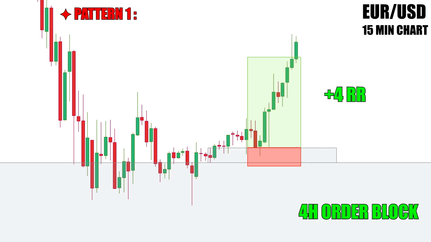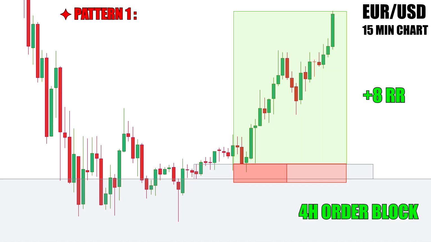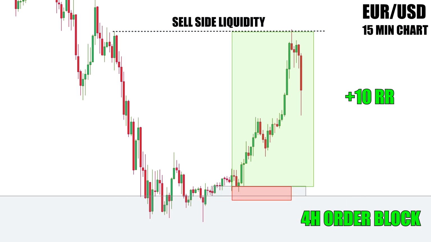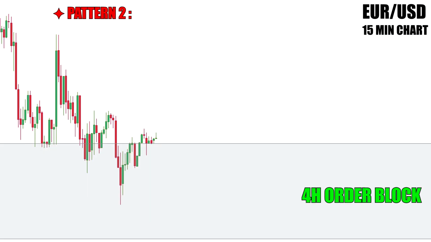If our analysis proves correct and price starts moving in our favor, we'll adjust our stop loss to trail under the market structure. Every time the market makes a new higher low, we'll move our stop loss to lock in profits and allow the trade to run until it reaches a higher time frame supply zone, at which point we'll exit the trade.